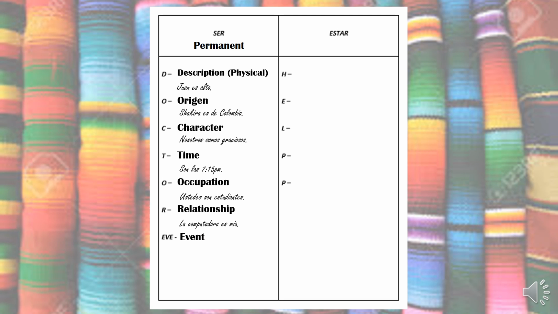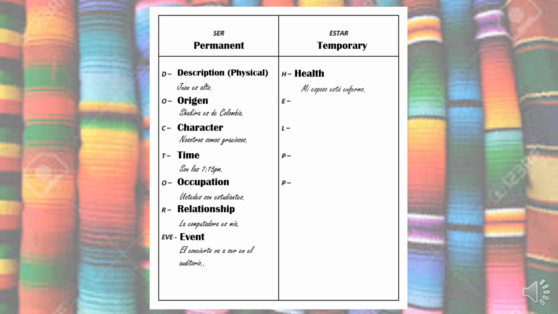And also for events, to talk about where or when they might have taken place. El concierto va a ser en el auditorio. The concert is going to be in the auditorium. So you've got 7 different instances when you would use the verb ser, and you can tell that they're all long-term descriptions. Estar, however, is much more temporary. It's used for things that are quickly and easily changed.